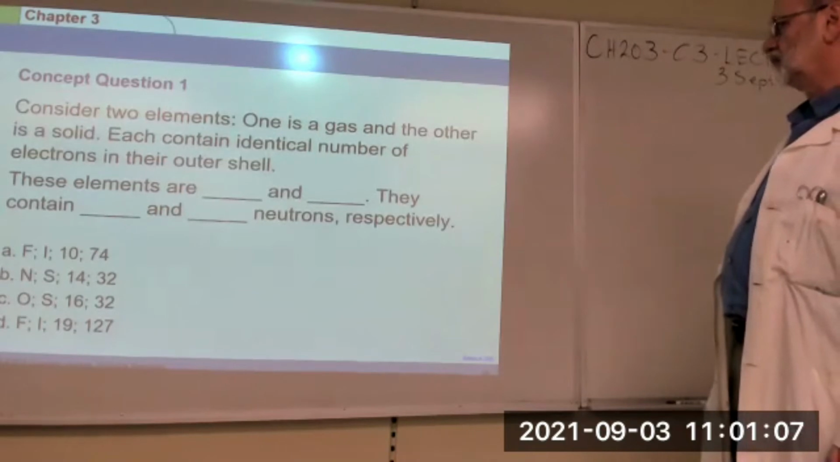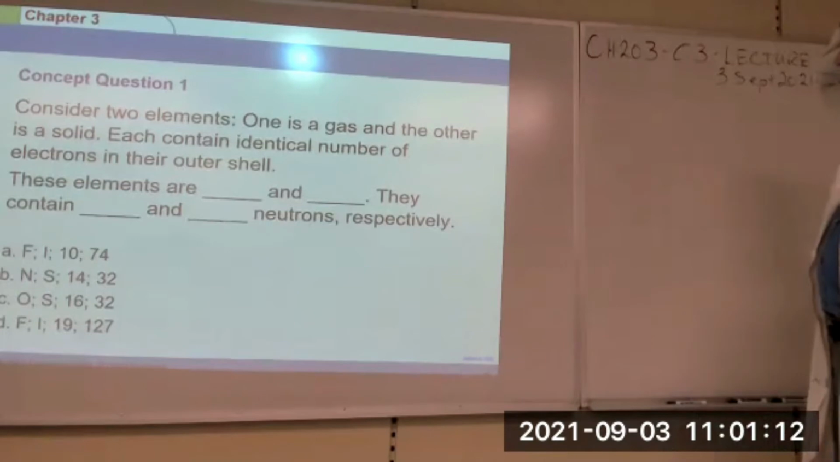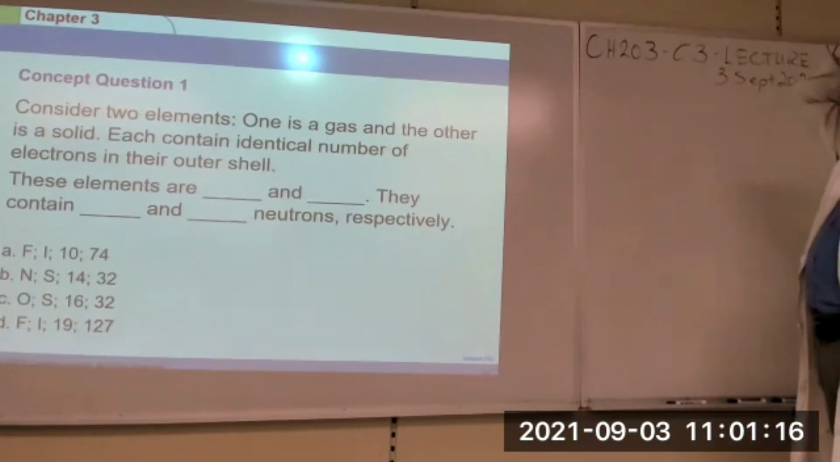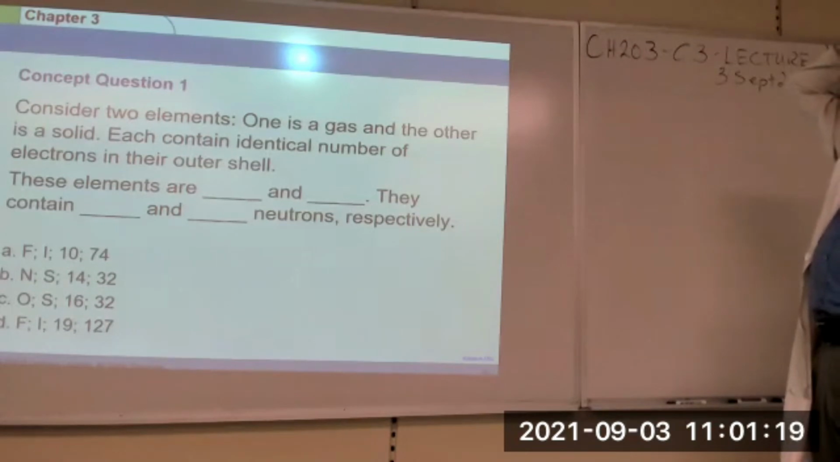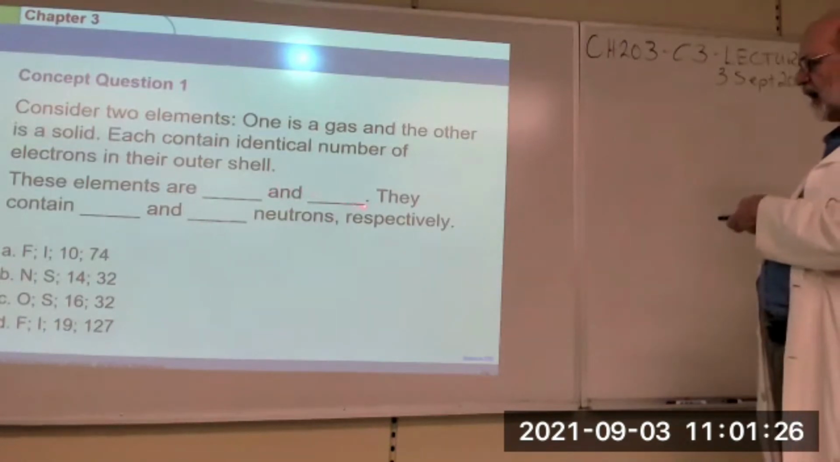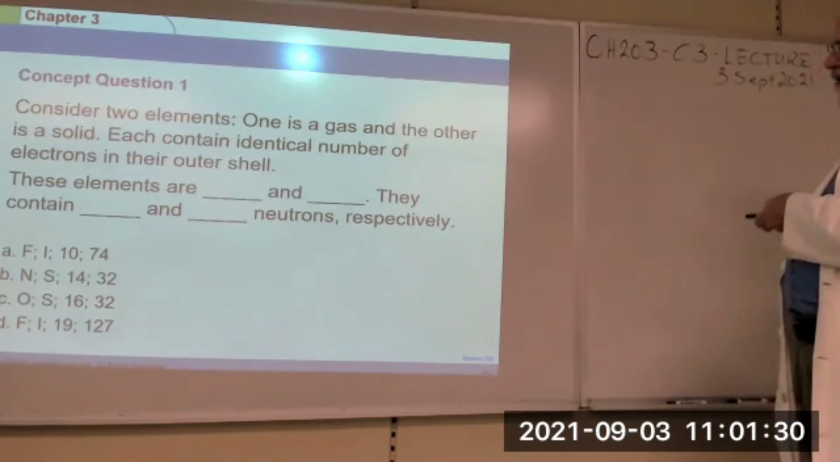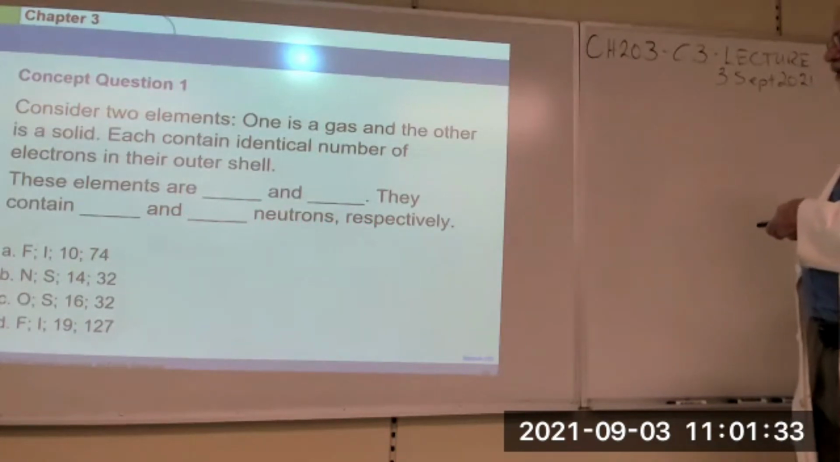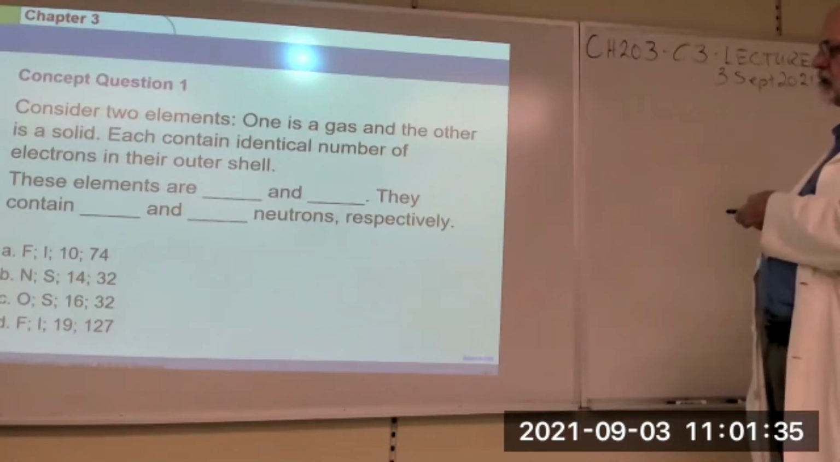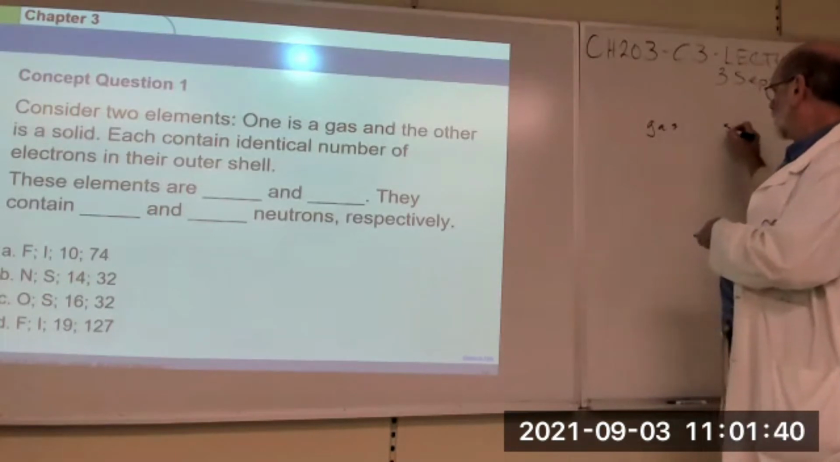All right, detective story. We've got 2 elements. One is a gas and the other is a solid. Each contain identical number of electrons in their outer shell. These elements are blank, and they contain blank and blank neutrons, respectively. Well, let's see. One's a gas and one's a solid.